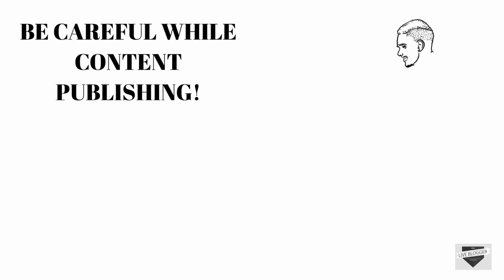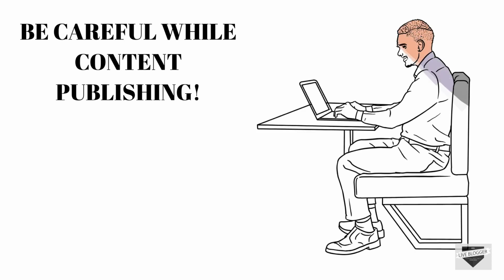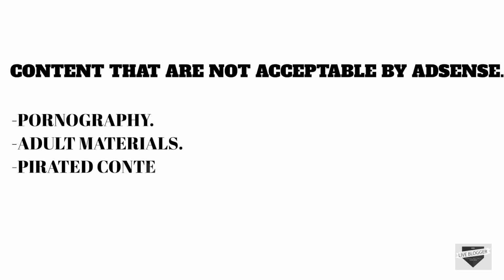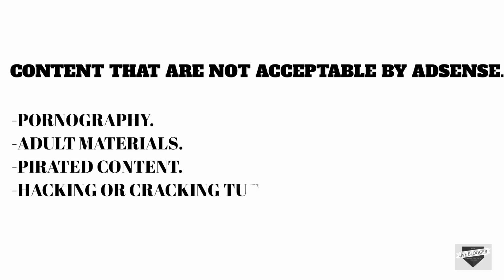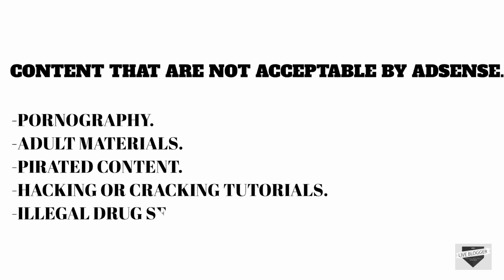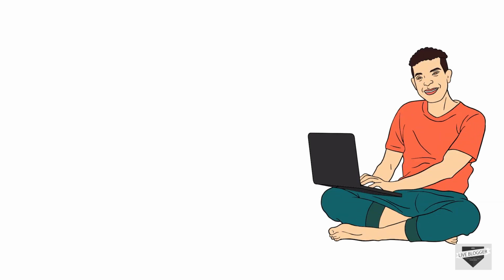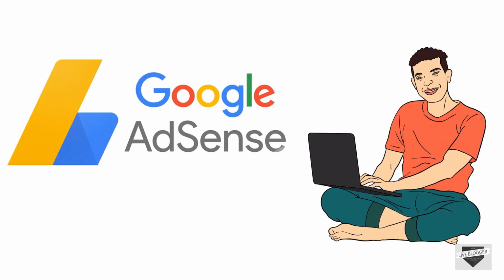The most important part is be careful what type of content you are publishing, because it is something that truly matters. Here are some common content types that are not accepted by AdSense. Pornography, adult material, pirated contents, hacking or cracking tutorial, illegal drug selling, or any other illegal stuff. So make sure you do not create such type of content, because there is no sense in creating content that are not accepted by AdSense.